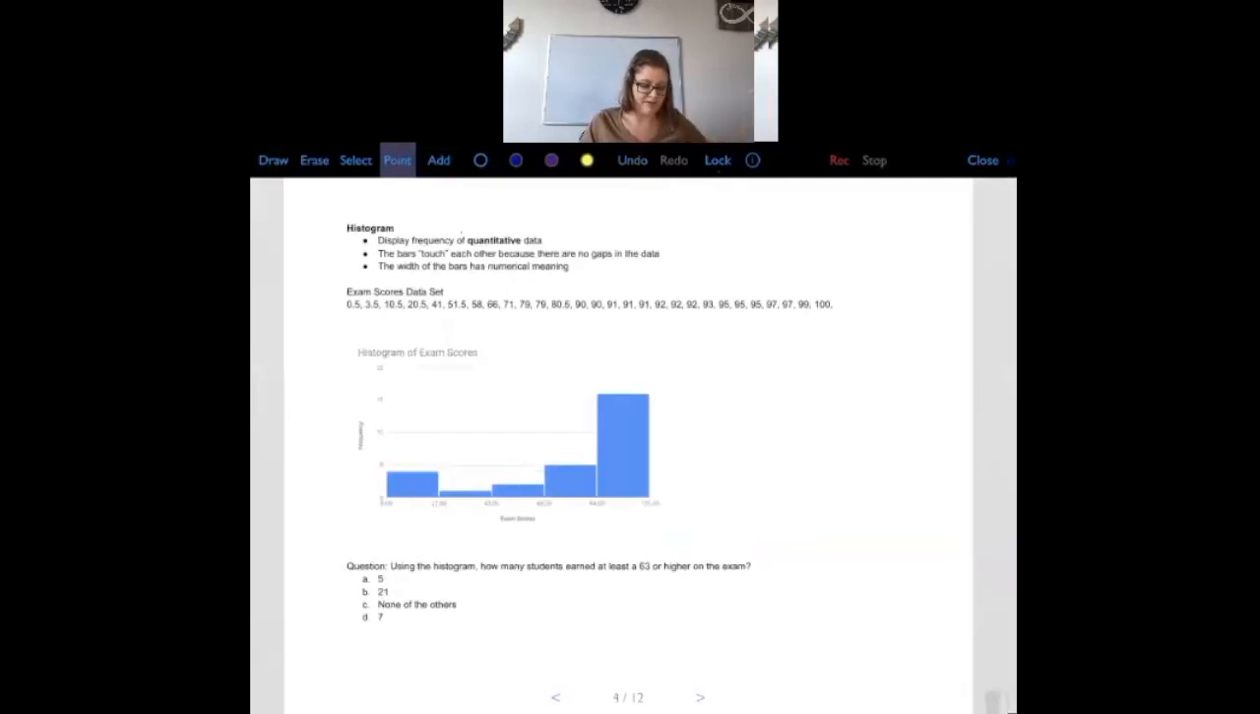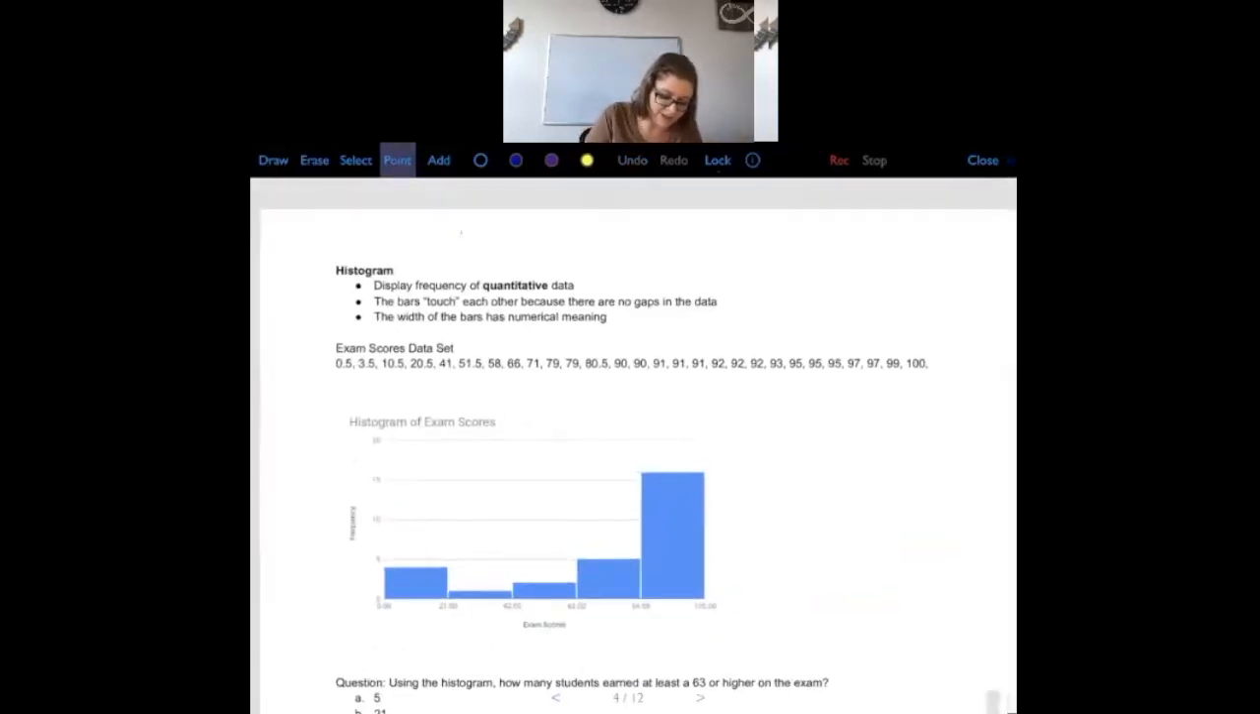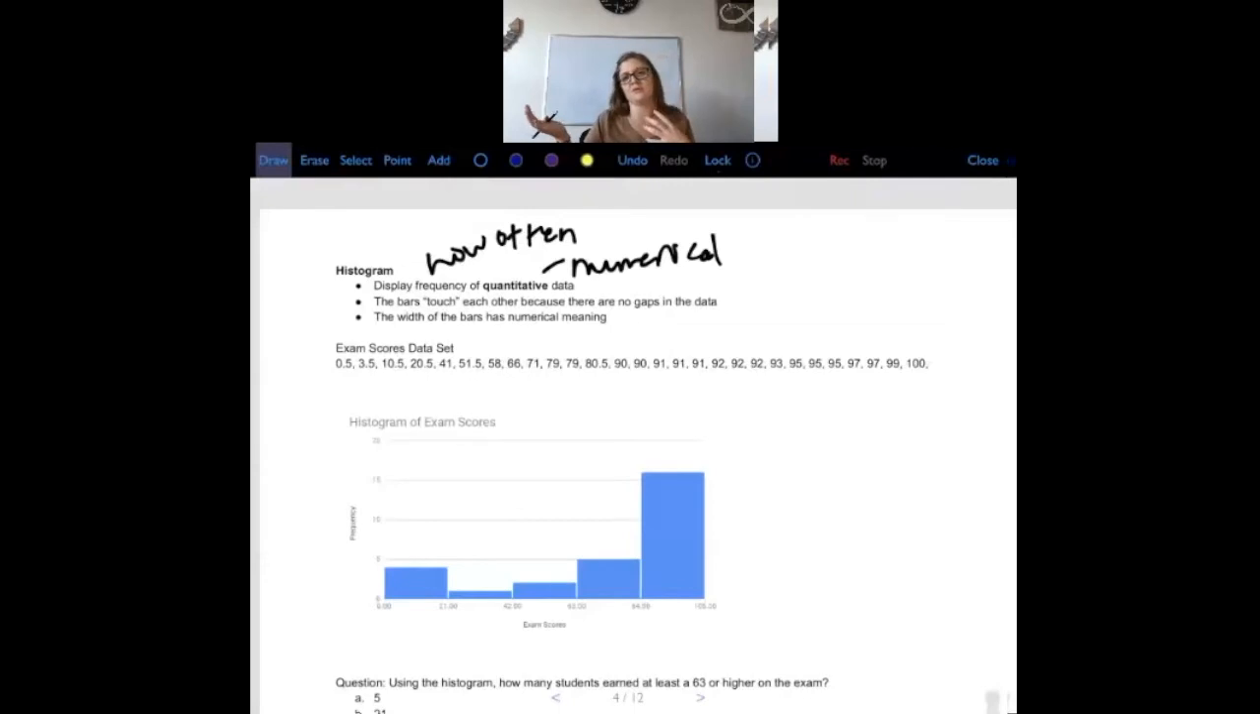Histogram displays the frequency. So frequency, I like to think of it as how often quantitative, so numerical, data occurs. The bars will touch each other, except for when you make your chart in Google, then they leave a tiny little space, but pretend the bars are touching each other, and that the width of the bars has numerical meaning. Okay, so when we're looking at this, we're still going to use exam scores throughout this whole thing so you can see the differences here.